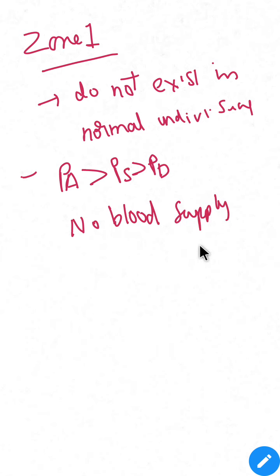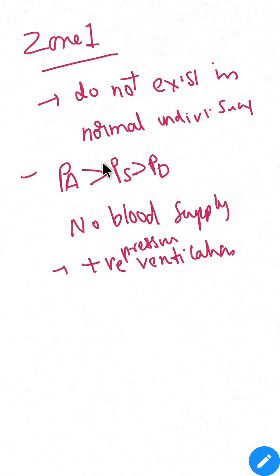When do we see it? It is seen in positive pressure ventilation, or when there is a decrease in diastolic or systolic pressure. When there is a decrease in diastolic or systolic pressure, the alveolar pressure will go up, right? When systolic and diastolic pressure come down, it appears that alveolar pressure is greater. So when the alveolar pressure is more than systolic and diastolic pressure, circulation will not happen.